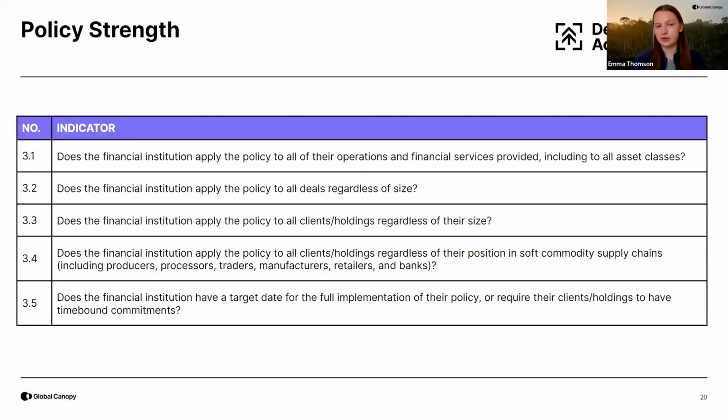For each of those indicators that I went through, we also assess the scope of those commitments that are in place. So again, I won't run through these all in detail, but we look to see whether that policy is applied to all operations and financial services that you provide. So for instance, is it across all of your operations, or is it only your asset management services? Whether the policy applies to all clients or holdings, regardless of their size. And then whether the financial institution has a target date for the full implementation of their deforestation policy specifically, or requires clients or holdings to have time-bound commitments to meet that standard. Next slide, please.